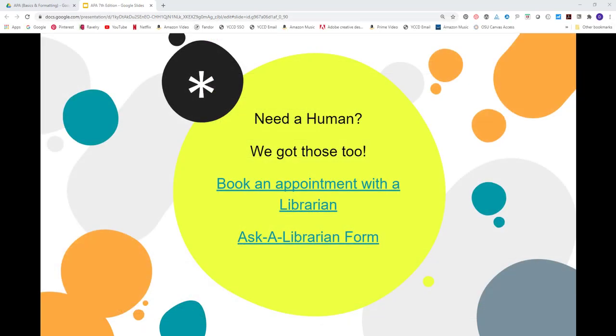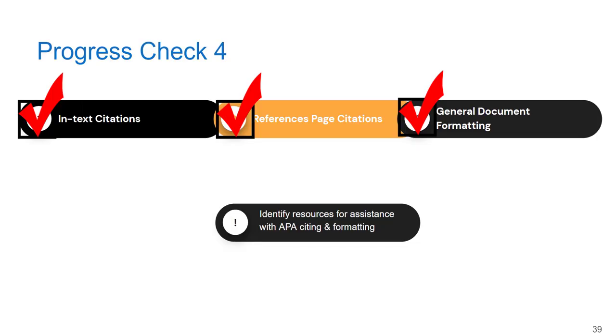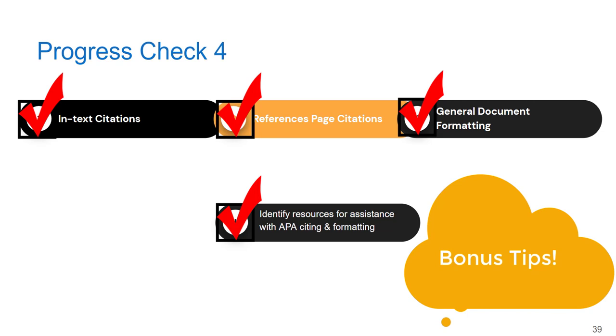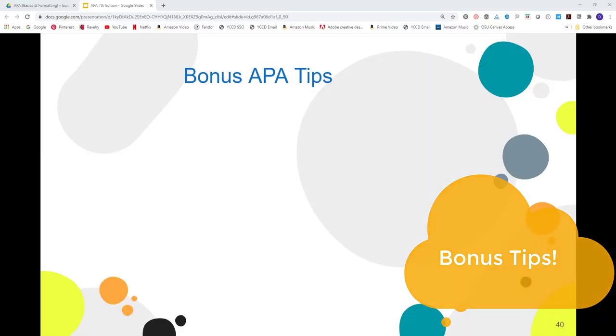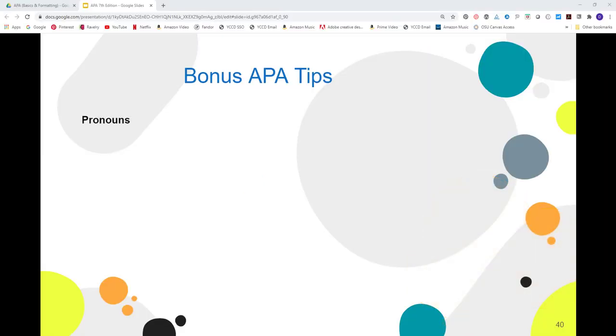We covered document formatting, reference page citations, in-text citations, and resources to support your creation of an APA style project. If you made it this far, you will be rewarded with some bonus APA tips before we end the workshop. When writing your paper, use they, them, or their as singular pronouns instead of he or she.